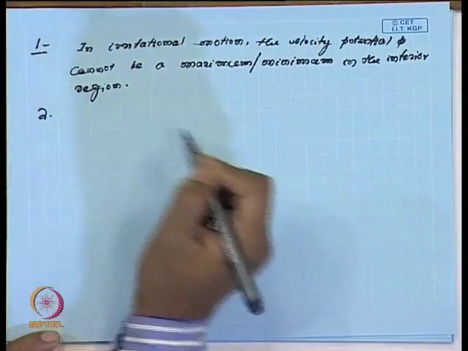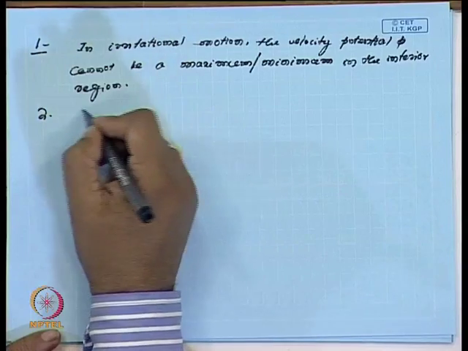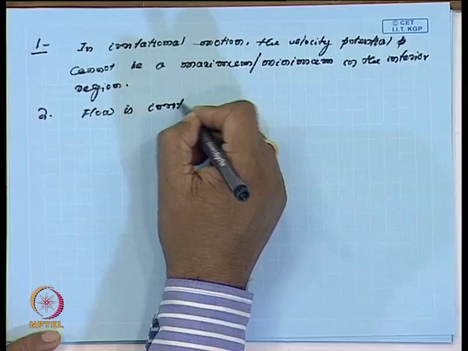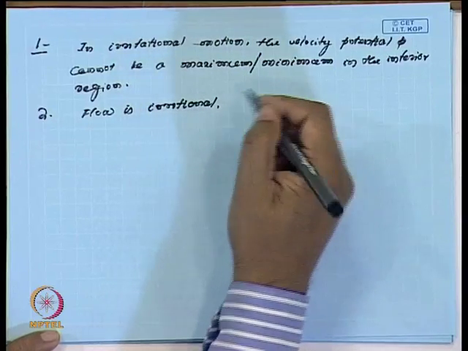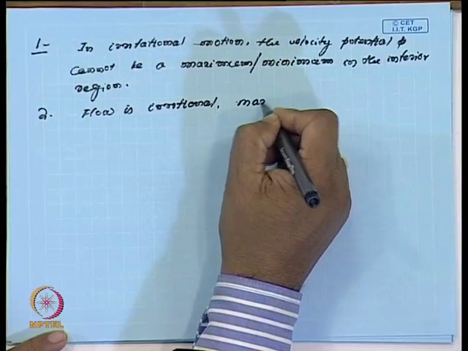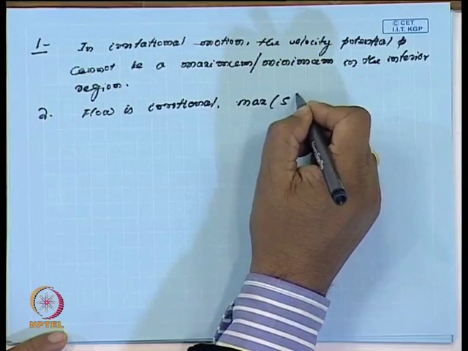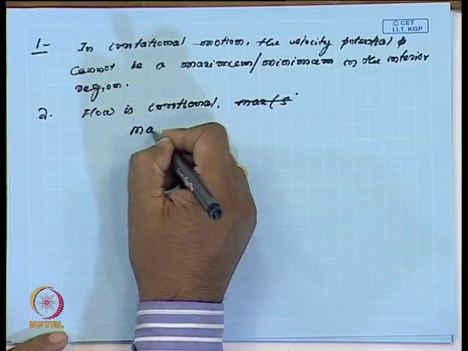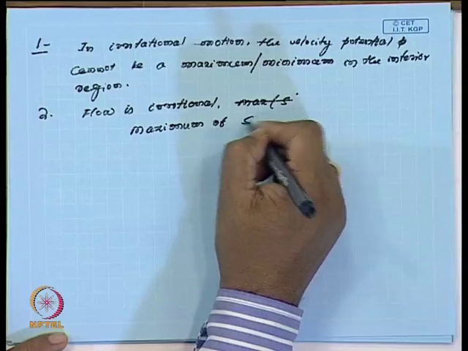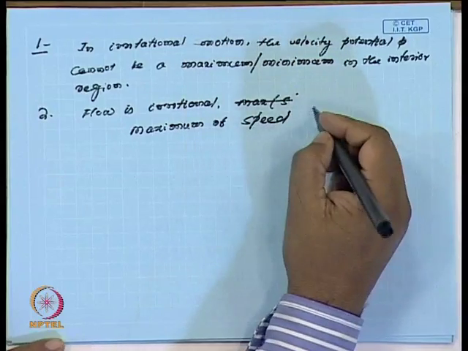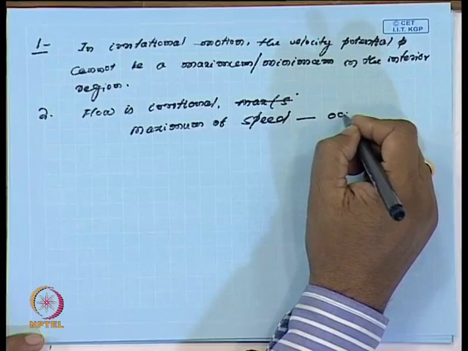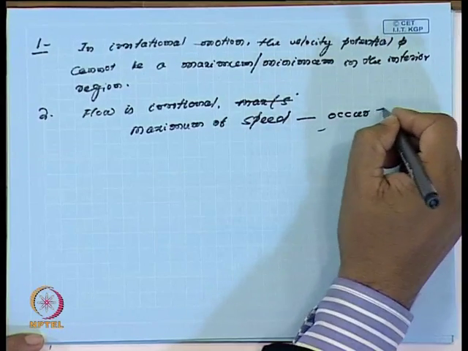The second one: when the flow is irrotational, and all are in the context of a fluid flow problem, the maximum value of speed will occur on the boundary.